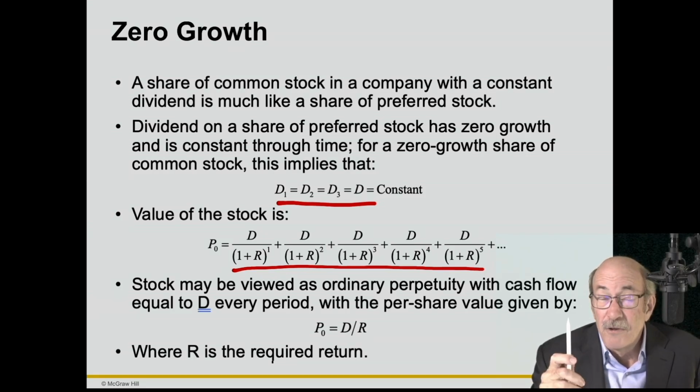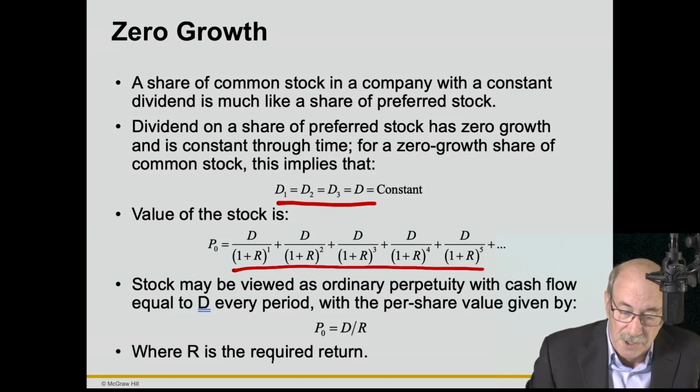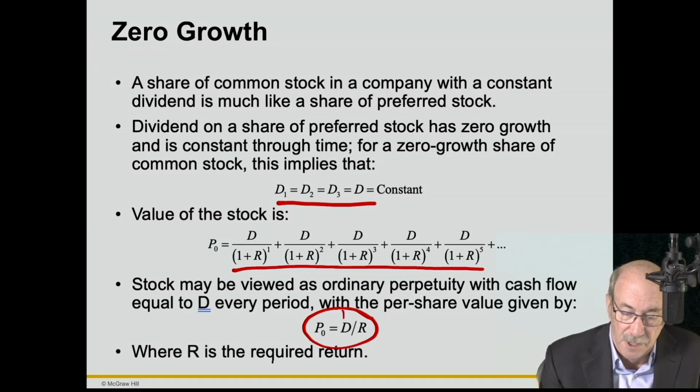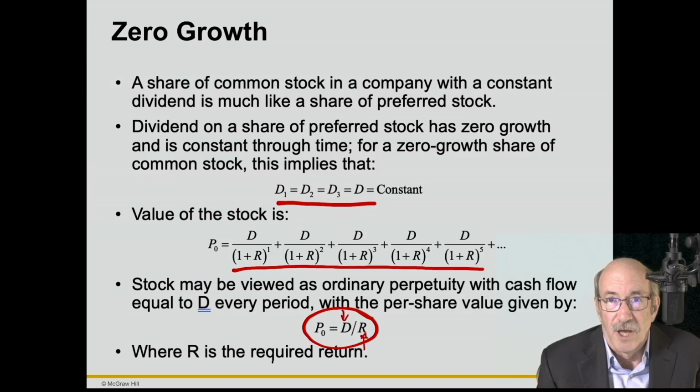And how did we value that perpetuity? Right down here. We took the cash flow itself and we divided it by the required rate of return. And that was the value of that perpetuity. So we can do the same thing here. The dividend is effectively a perpetuity.